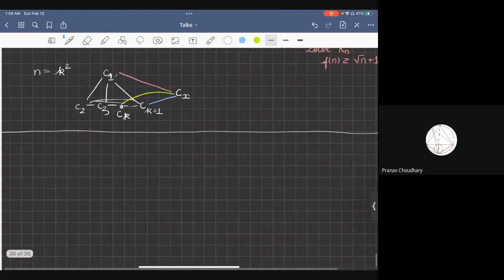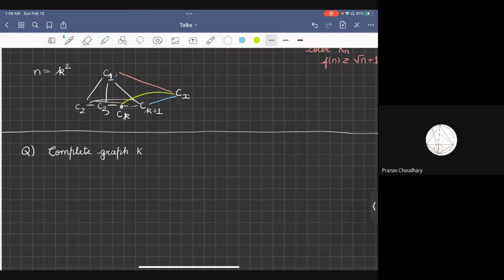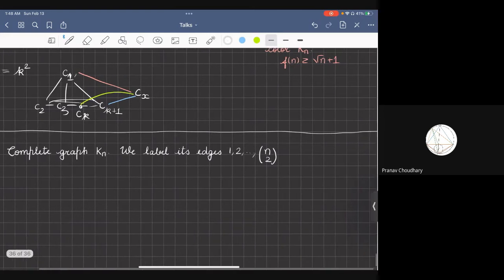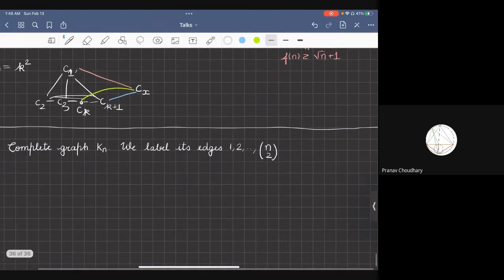Here's a question. We have a complete graph Kn. We label its edges 1, 2, up to n choose 2, where no label is repeated.